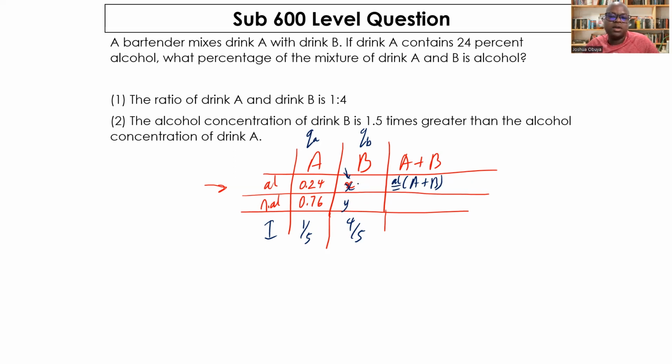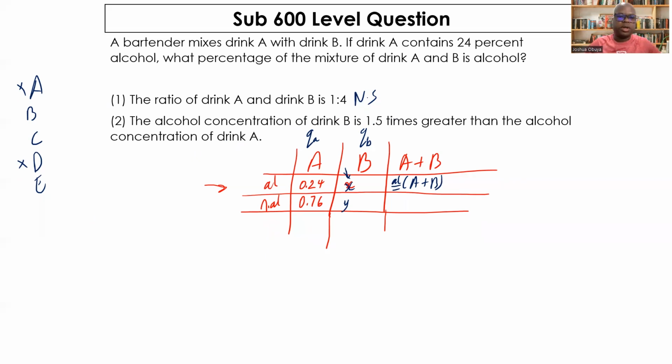If, let's say, the concentration is 10%, it will be a different value from if the concentration is 20% or 30%, and so on and so forth. So statement 1 is not sufficient. And with our answer choices B, C, D, and E, if statement 1 is out, then D is also out automatically. The alcohol concentration of drink B is 1.5 times greater than the alcohol concentration of drink A.